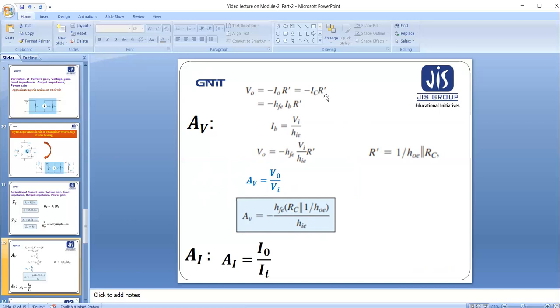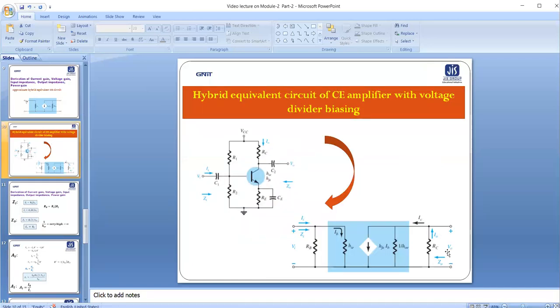So therefore V0 equals minus IC into R prime, and IC can be represented as minus HFE into IB. It is simplified, because again I am telling what is happening. V0 is equal to minus I0 into R prime, and as I0 equals IC, we can write minus IC into R prime. R prime is the parallel combination of these two resistances.